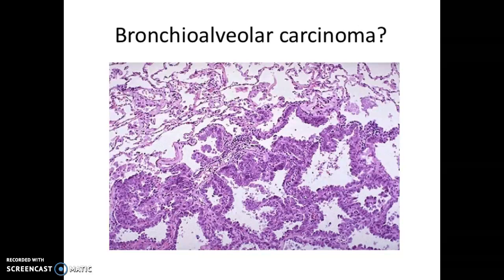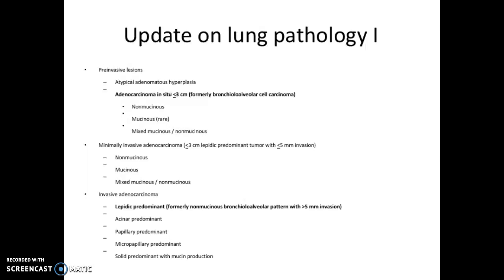If you read the older textbooks, you will have encountered the term bronchoalveolar carcinoma, which is an adenocarcinoma, but the malignant cells only involve the alveolar wall lining. However, the term is now rendered obsolete. So in the recent update for lung pathology, bronchoalveolar cell carcinoma is now replaced with the term adenocarcinoma in situ, and this is a lesion which is less than or equal to 3 millimeters. I apologize for the typo here.